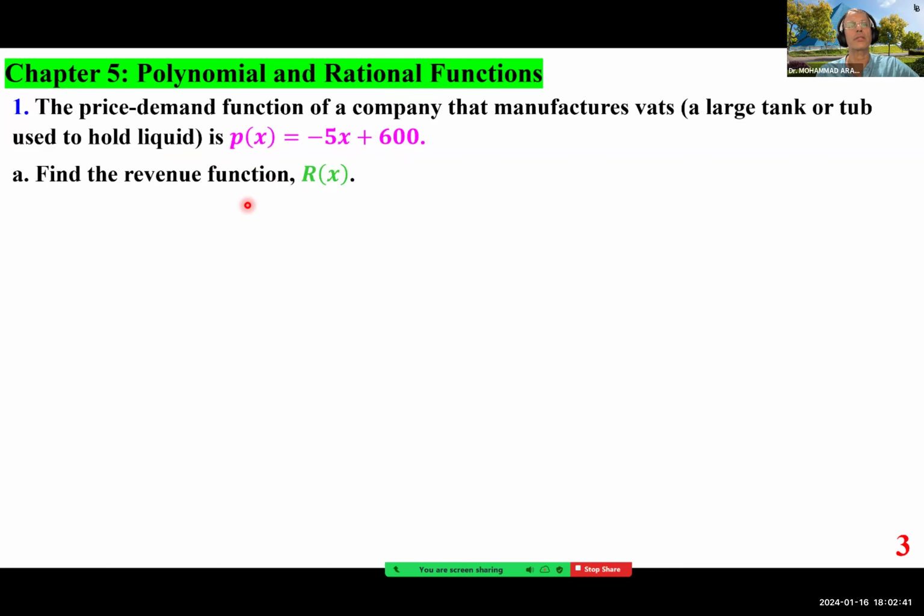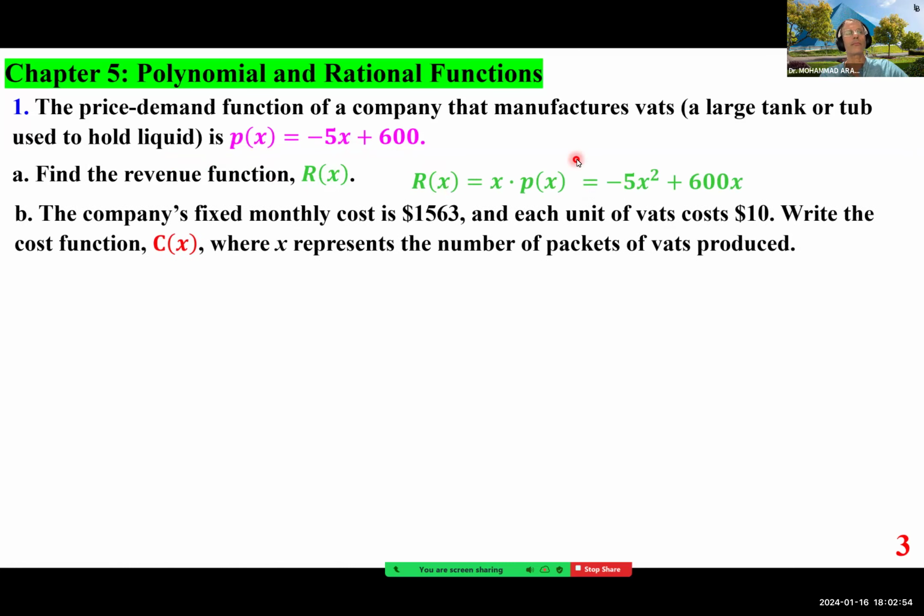Normally, x represents the number of units. So x times P of x, their product will be minus 5x times x, minus 5x squared plus 600x. The company's fixed monthly cost is $1,563, and each unit of bets costs $10. Write the cost function C of x, where x represents the number of packets of bets produced.